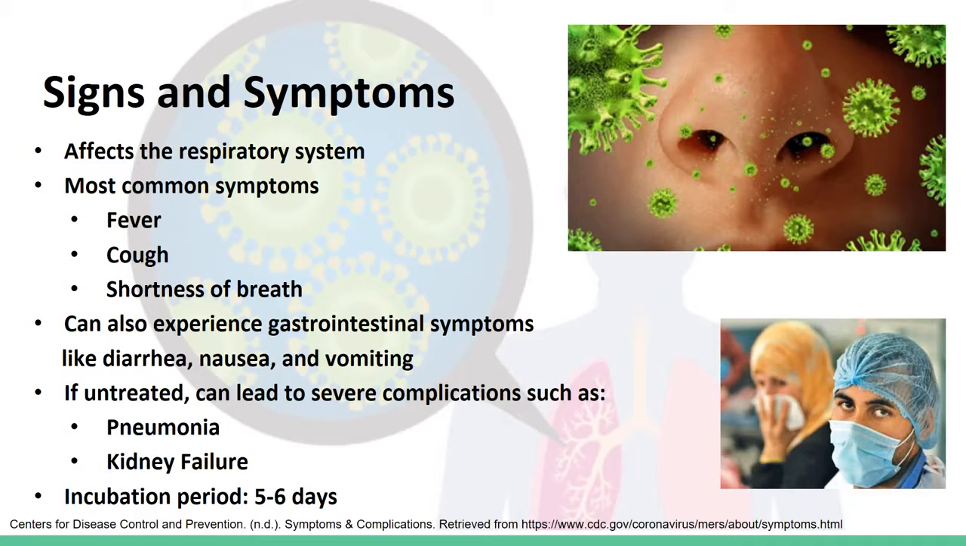MERS-CoV affects the respiratory system. Those who have contracted the MERS-CoV virus are reported to experience a wide range of symptoms, ranging from mild respiratory illnesses like sneezing and sore throats, to severe acute respiratory illnesses with symptoms of fever, cough, and shortness of breath. In some cases, individuals infected with the MERS-CoV virus can also experience gastrointestinal symptoms like diarrhea, nausea, and vomiting. If the illness is left untreated, severe complications can occur, which include pneumonia and kidney failure.